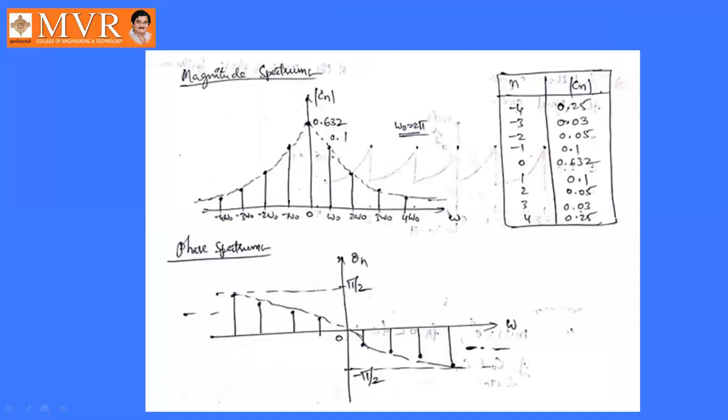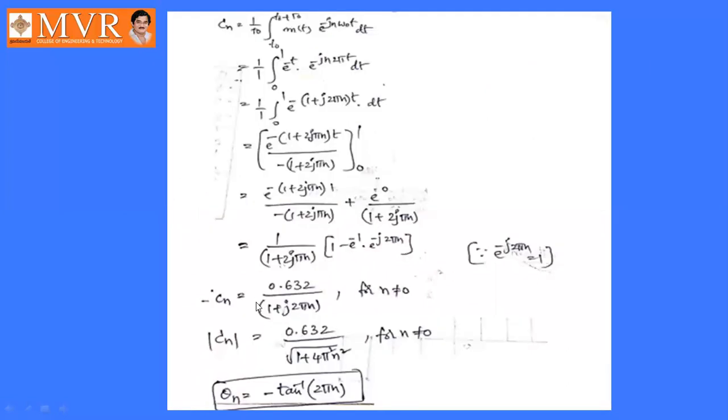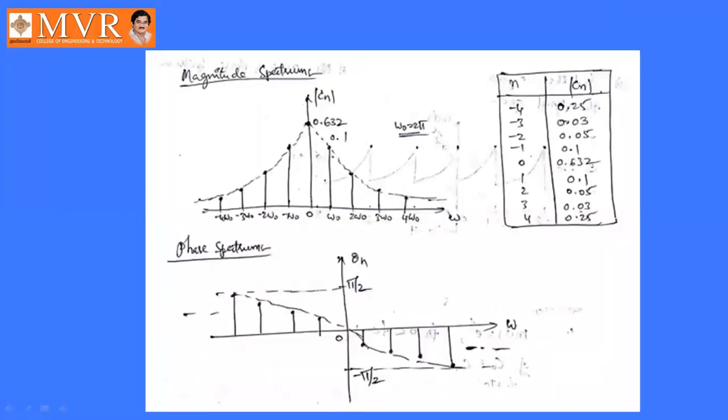So the magnitude plot is this one. We are taking the values n and |Cn|. So these are the values, and from minus 4 to plus 4, I will try to plot like this. Similarly, for the phase spectrum, what is the phase expression? Minus tan inverse 2πn. By taking the negative and positive n values, we will get some values, and by using those values, we can draw the phase spectrum like this. This is about this problem.